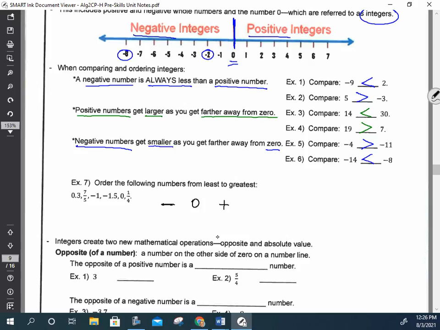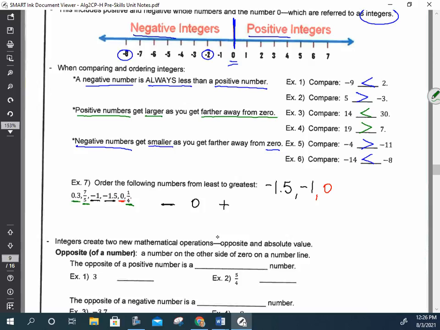So let's first start with our negative numbers in this list. So we have -1 and -1.5. So the smaller of those numbers would go first. So that would be -1.5, with -1 coming up behind it. Then you would insert your 0. So we have a 0 in this list, so that would go next. Then we work with our positive numbers. So our positive numbers, you have 1/4, 7/5, and 0.3.